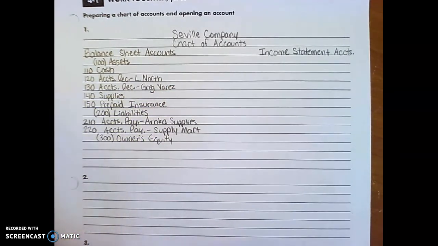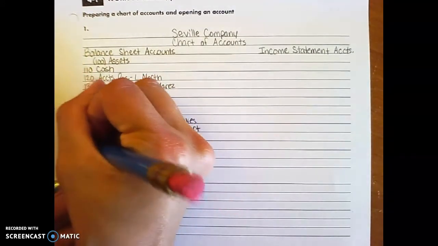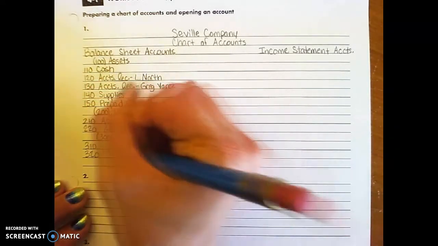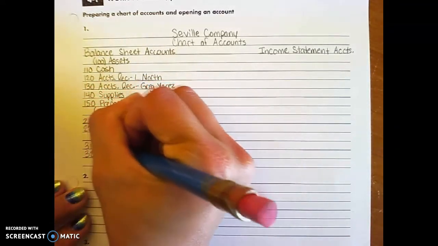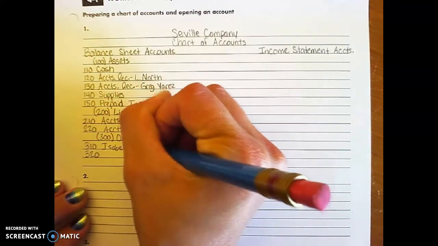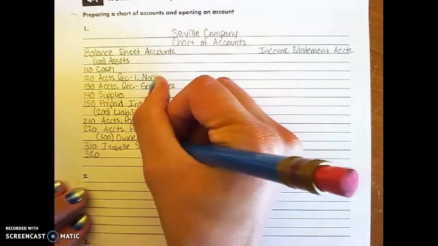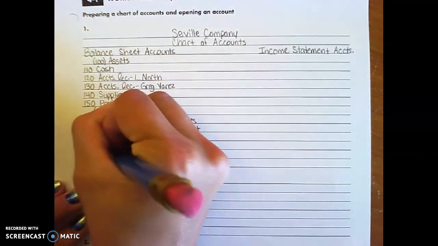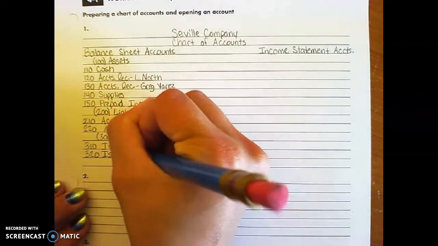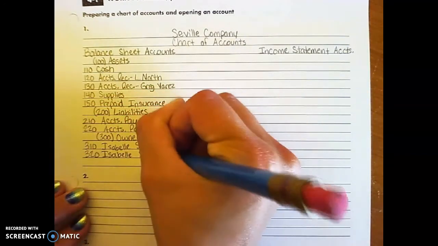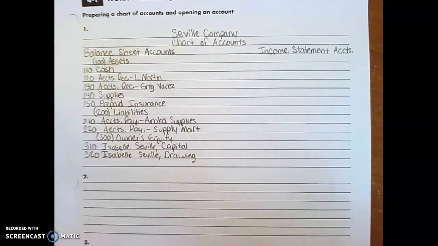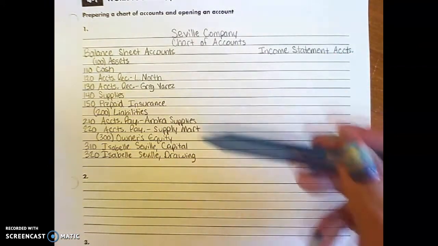We have two accounts that are part of owner's equity. We have our capital and our drawing. You will always want to list your capital first and your drawing second. And that completes the balance sheet accounts, 100, 200, and 300.